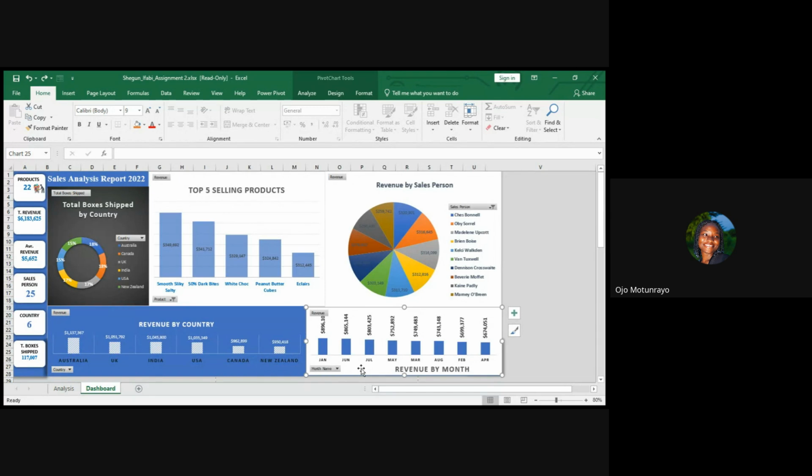Revenue by month, revenue by country, the dashboard is so tight. It is nice, but the way it's so clumsy is not making it pop out well. And your revenue by month, what is your title doing down? It should be up.